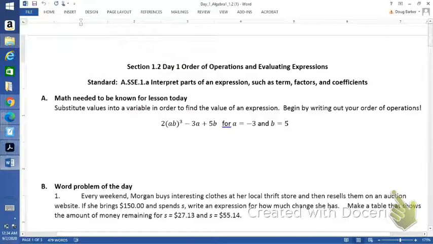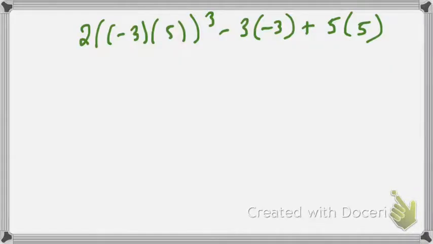Alright, so let's go ahead and solve this expression, or evaluate it. So what we want to do is plug in -3 for A and plug in 5 for B. So we're going to have 2. Actually, let me rewrite this on a clean board. Okay, so here I rewrote it and I plugged in -3 for A and I plugged in 5 for B.